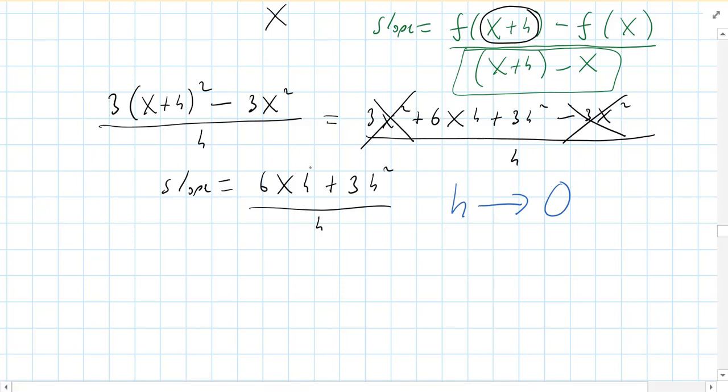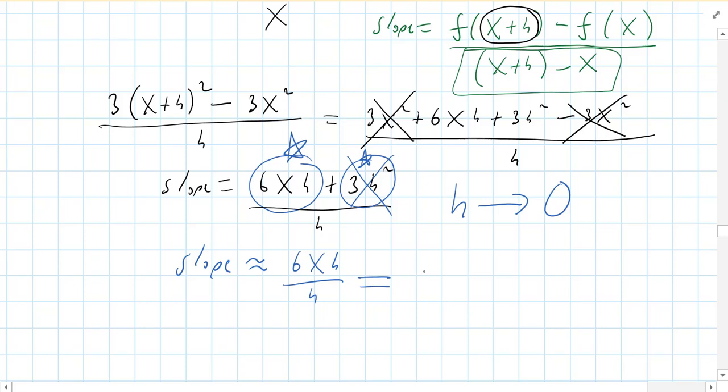Now, if you look at the numerator, you have 2 terms up there, okay? If h is way, way smaller than x, then this first term is going to be orders of magnitude bigger than the second term. So what we can do is we can get rid of the second term. It's really close to 0. It's, you know, a really tiny number squared, okay? So your slope approaches 6xh over h, which reduces down to 6 times x, okay?